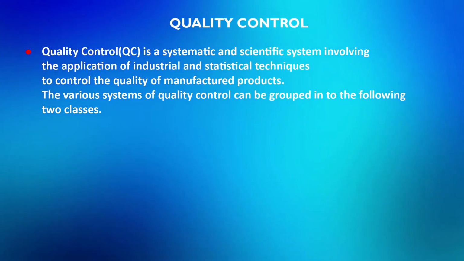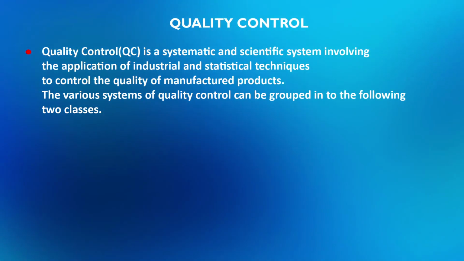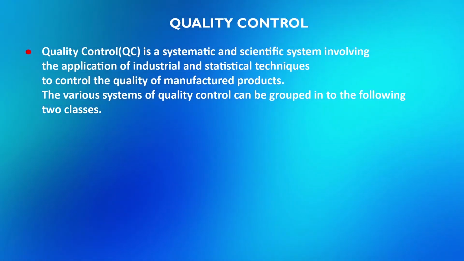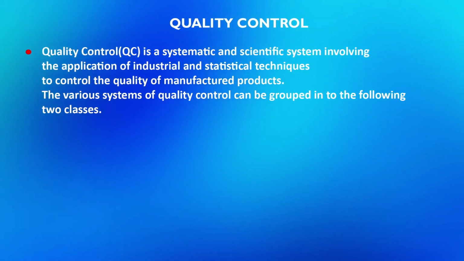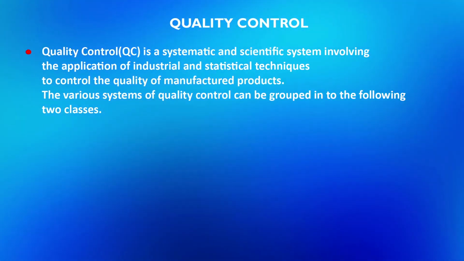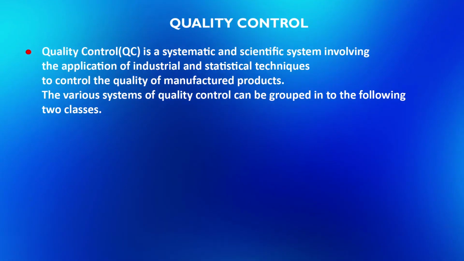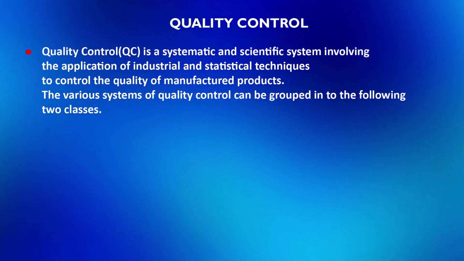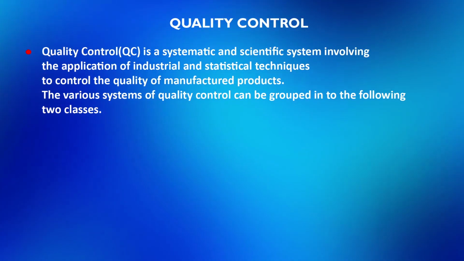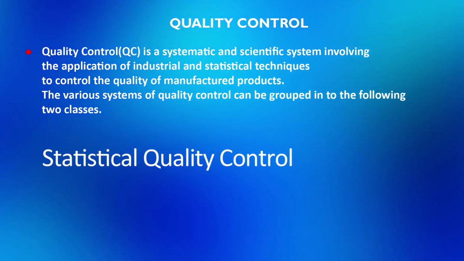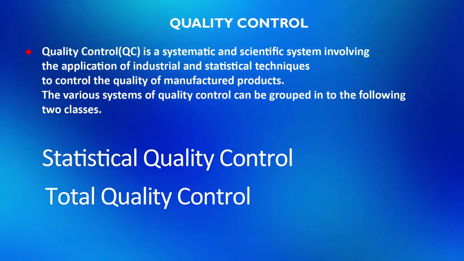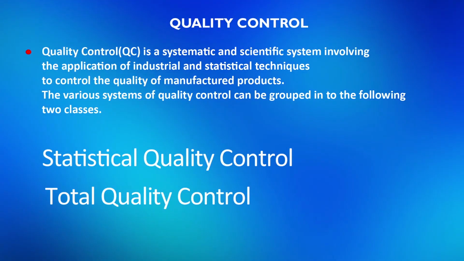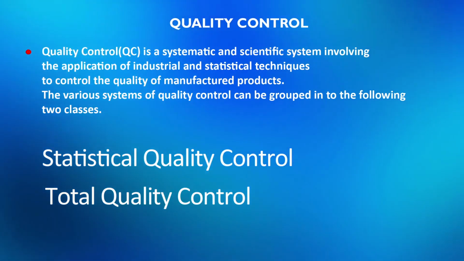Then comes the next topic, quality control. Quality control is a systematic and scientific system involving the application of industrial and statistical techniques to control the quality of manufactured products. The various systems of quality control can be grouped into the following two classes: statistical quality control and total quality control. These are the various types of quality control in a manufacturing process.